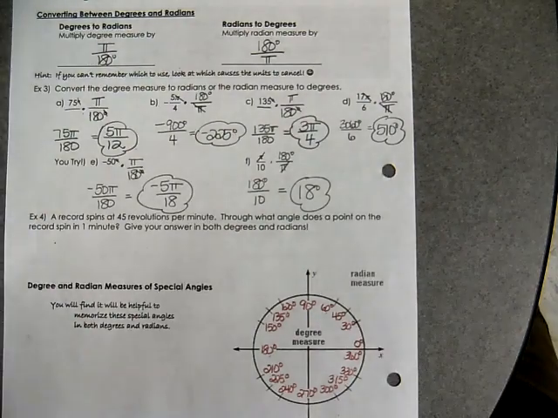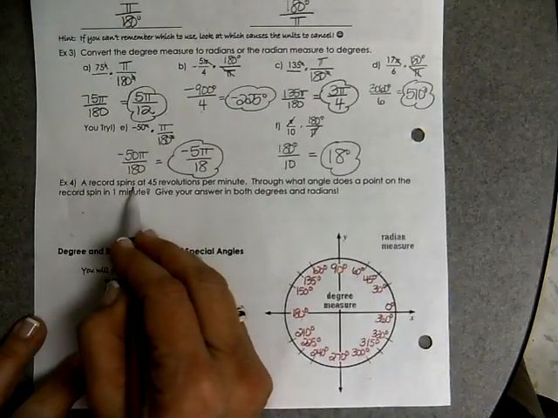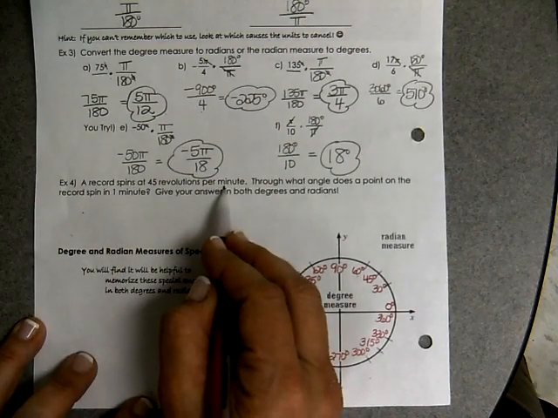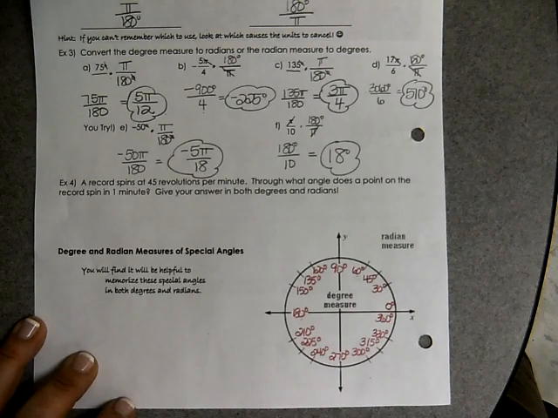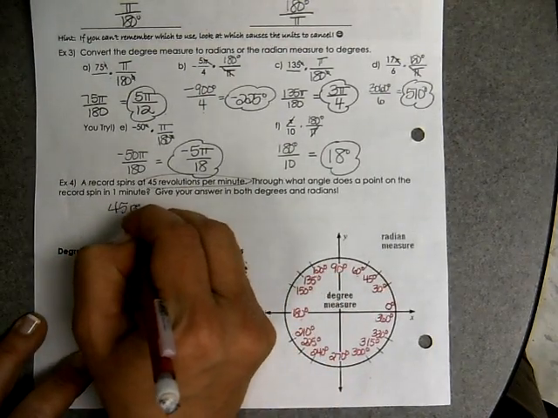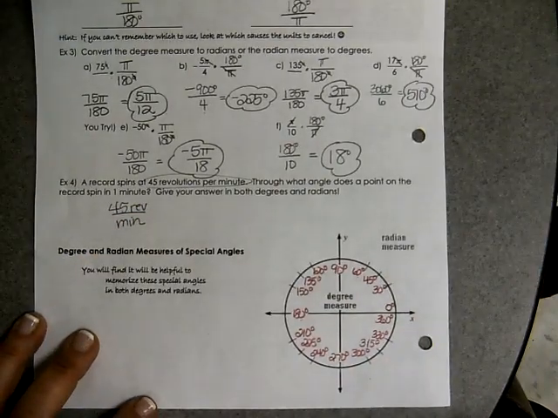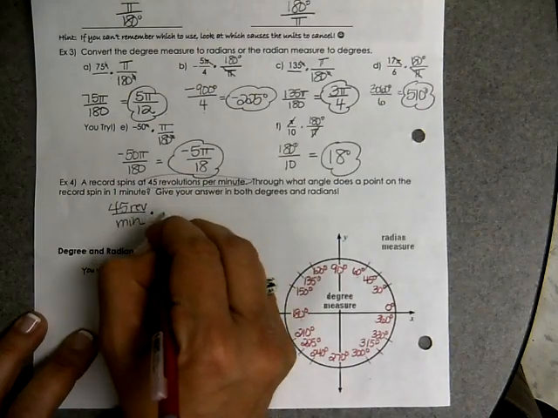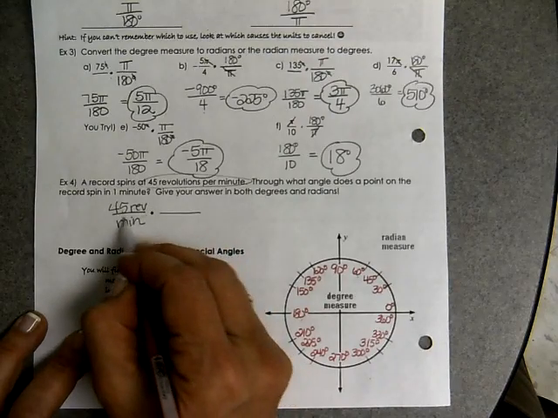All right. One more little example before we talk about how we can graph these angles and radians. This says a record spins at 45 revolutions per minute. Through what angle does a point on the record spin in 1 minute? And it wants our answer in both degrees and radians. Well, look at what it gives us. It gives us 45 revolutions per minute. And it wants to know through what angle a point on the record spins in 1 minute. Well, the key word here is revolution.